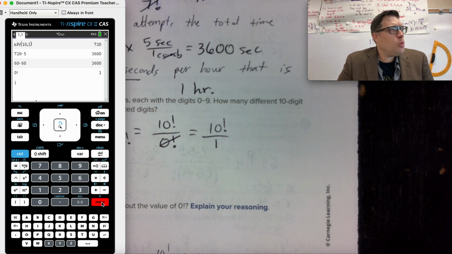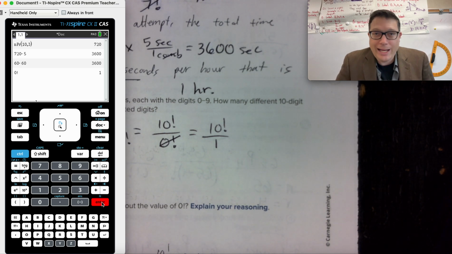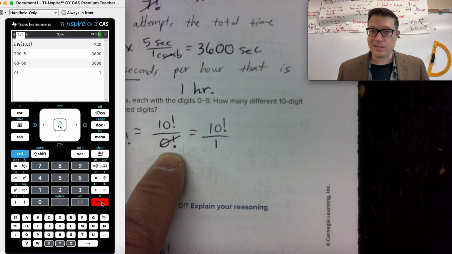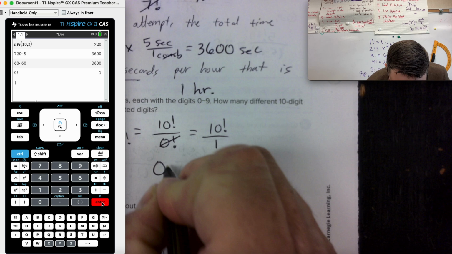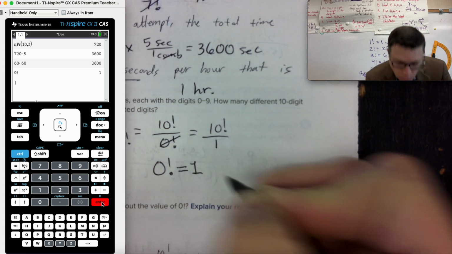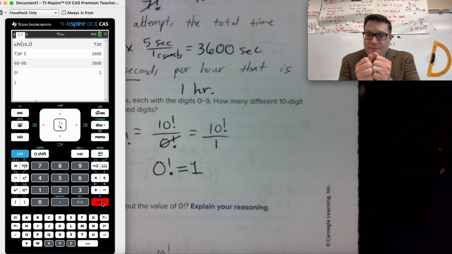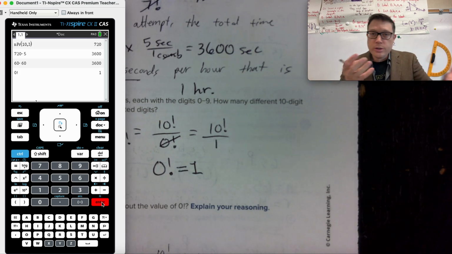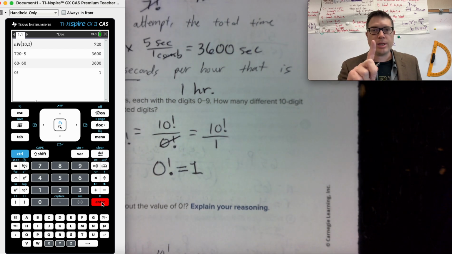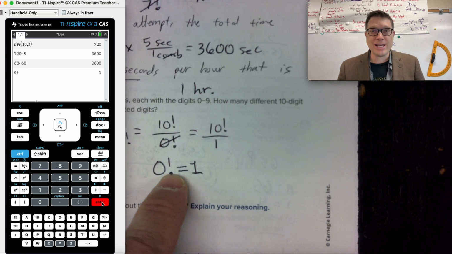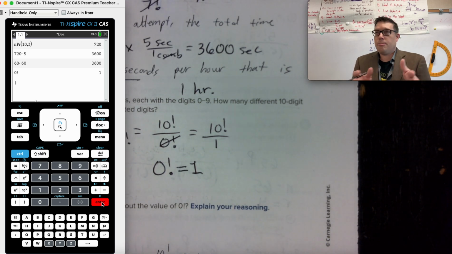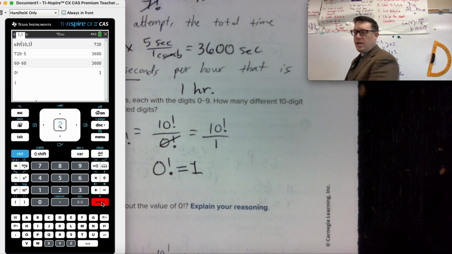There's only one way you can arrange nothing. It is that one way, nothing. So factorial is about arrangement. 0 factorial is 1, because if you have nothing and you need to arrange nothing in a specific order, there's only one way to do it. The way that you did it is to not arrange it at all. So the answer to this question of 10 permute 10 is all of 10 factorial.